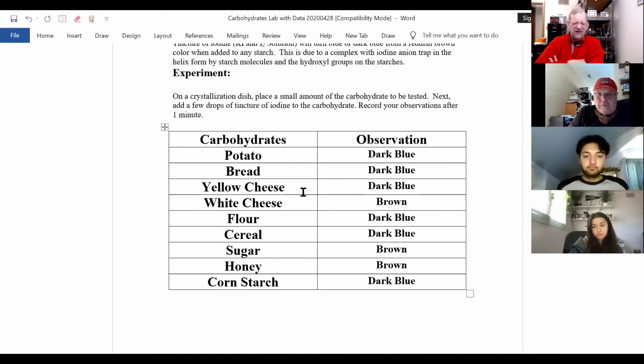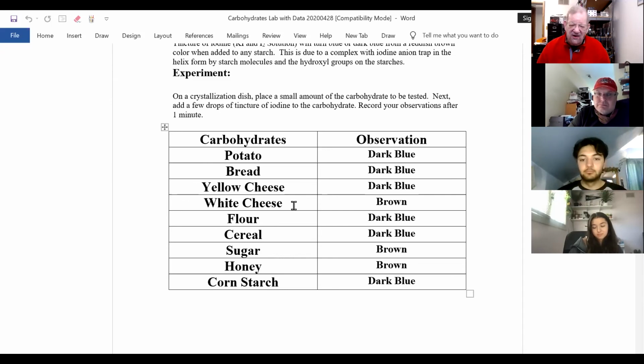And students said, Dr. White, the yellow cheese is turning dark blue. How can that be? There's no starch in cheese. And I said, all right, let me take a look. You run it. And I watched it, and sure enough, it turned dark blue. I picked up the label from the package, and it had starch filler in there. That's why it was cheap. And our test showed that.